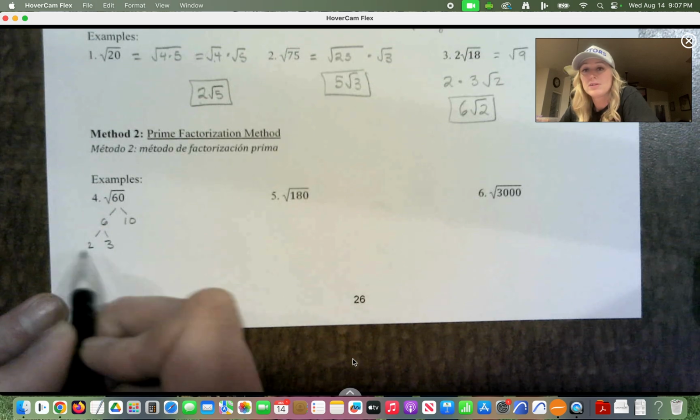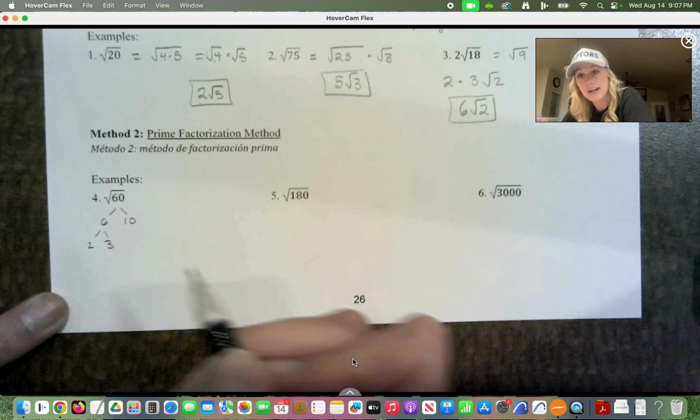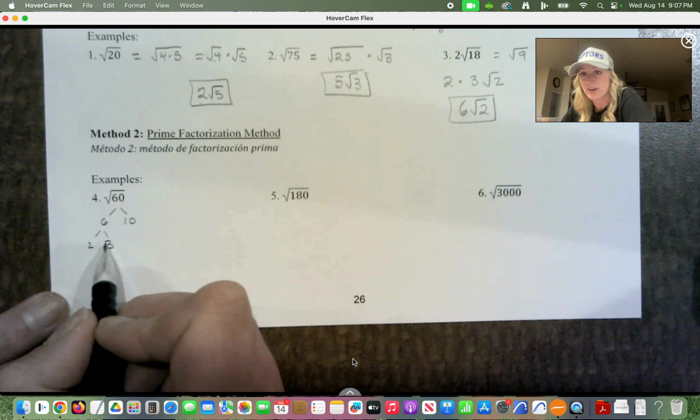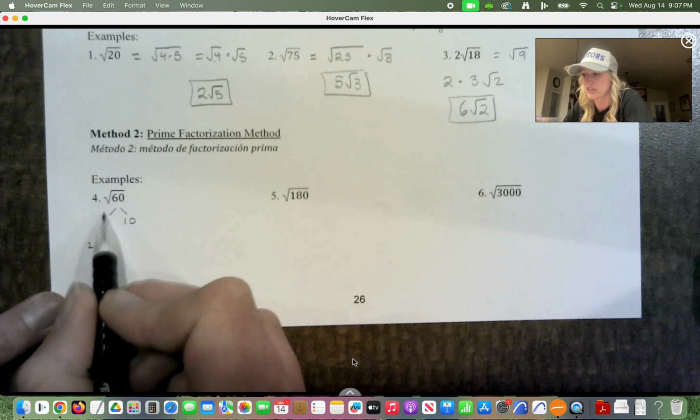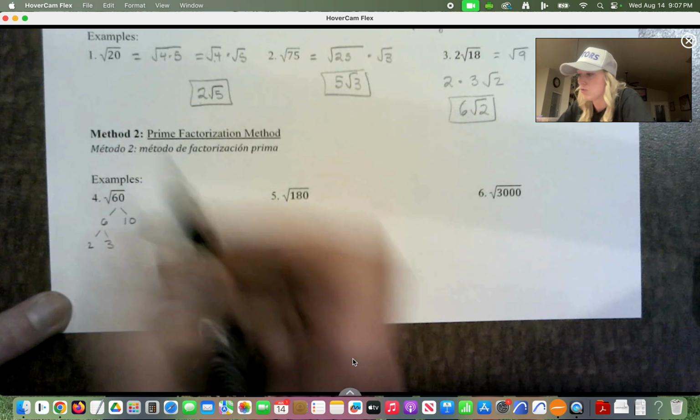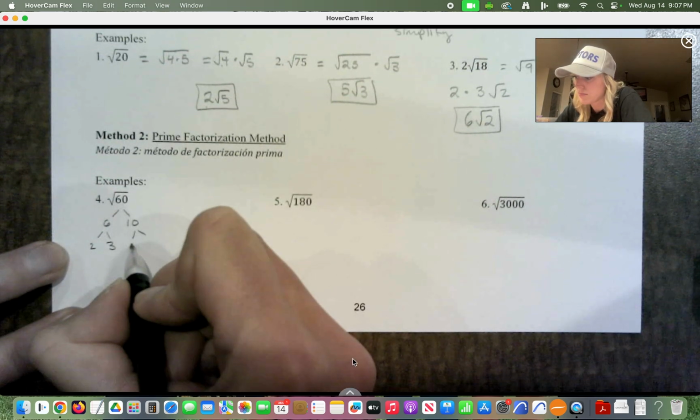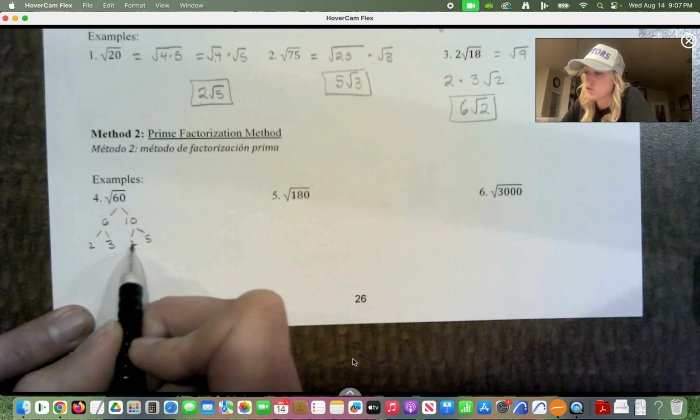Now 2 can only be divided by 2 and 1, so 2 is a prime factor. 3 can only be divided by 3 and 1, so it's a prime factor. So we're done with this factor tree on this side. 10, we're going to do the same thing. 10 is not prime. It can be broken down into 2 and 5.